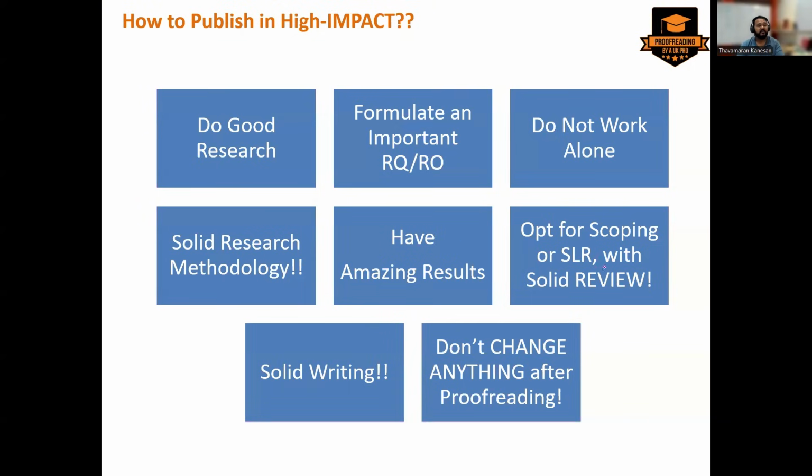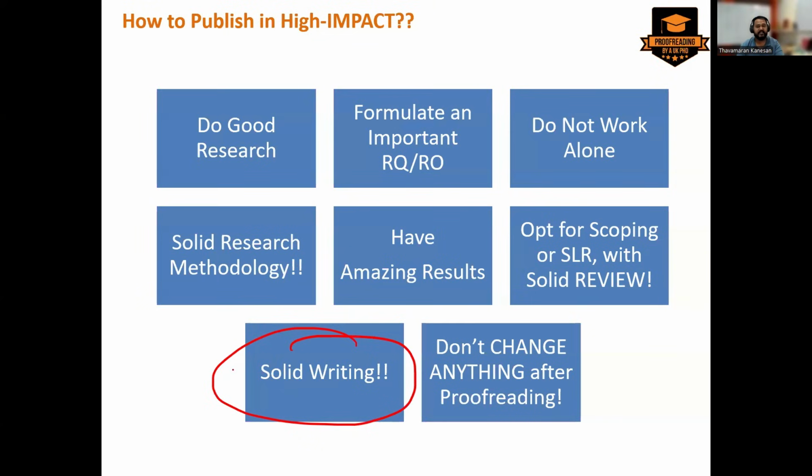I don't have data. You can go for a systematic review or scoping review. I've gotten Q1 before with systematic reviews, several Q1s, my own papers. For clients, I think we have coached, I lost count already, too many already. And that all comes down to solid writing.